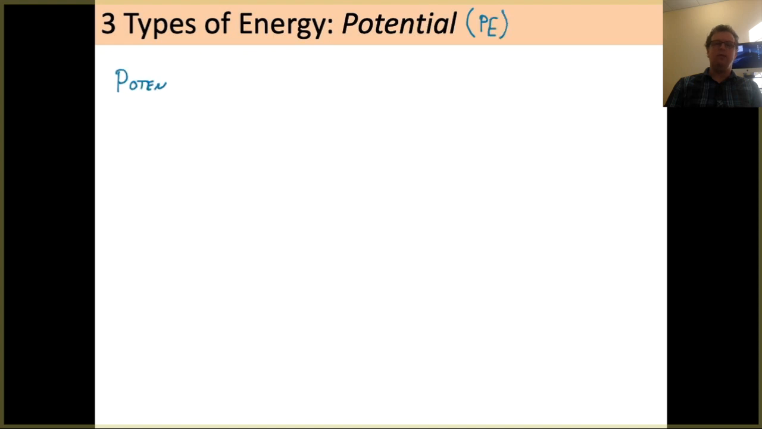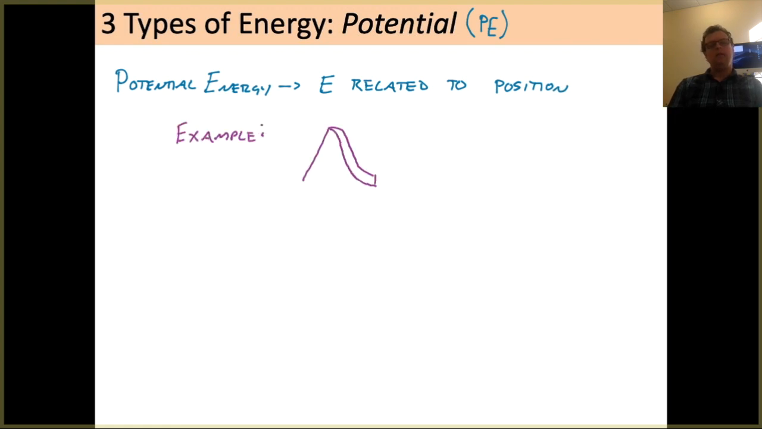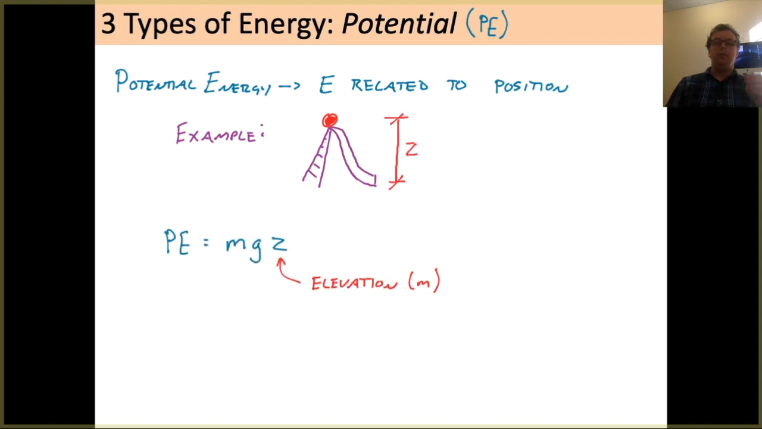Second major type of energy is potential energy, or PE, and this is energy related to position. The classical example of this is someone at the top of a slide. You're not necessarily moving, so you could be there and be still, but you have the potential to exert energy. You could turn your potential energy, your position, into kinetic energy by letting gravity pull you down the slide. So our definition for potential energy is mgz, where z is that elevation difference.